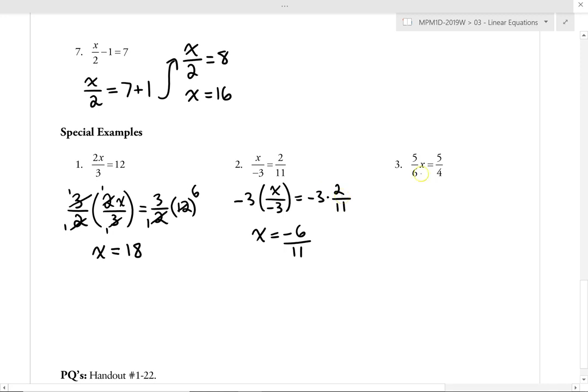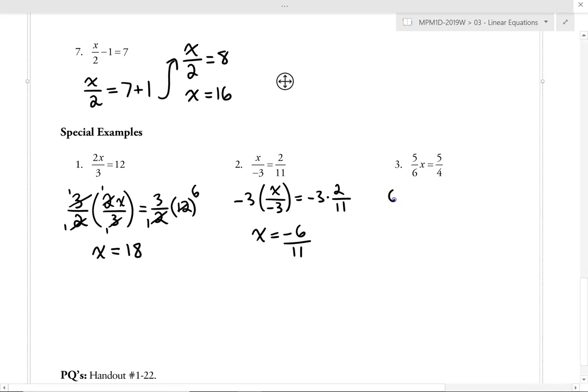All right, the last example is very similar to the first one, but the only difference here is that instead of the x being on top like this with the 2, it's sitting to the side of the fraction. But really, don't let this fool you. Okay, this x is being multiplied by 5 and technically divided by 6, right? And so you can use the same strategy here. We can multiply by the reciprocal of the coefficient on x, which is 5 over 6. So the reciprocal, of course, is 6 over 5.